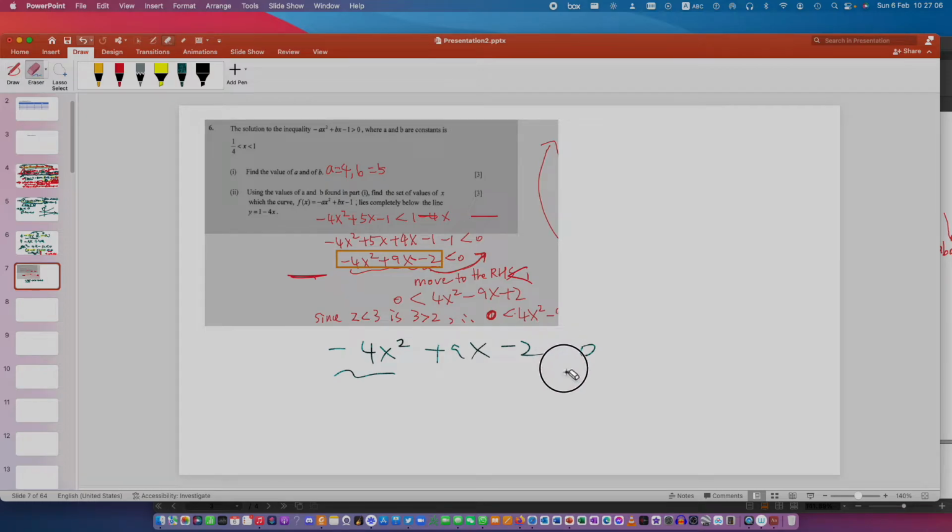But a lot of students can't remember to switch. So what if I don't do it this way? I bring them over, so every sign changes. I bring the whole thing to that side, so my left hand side will be 0, because you bring the entire thing over. That's how I change the sign.